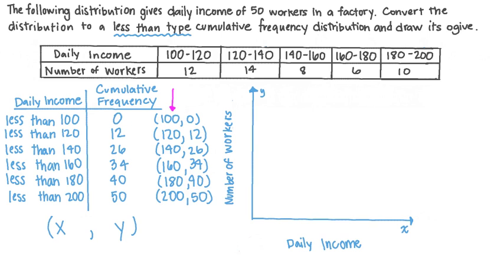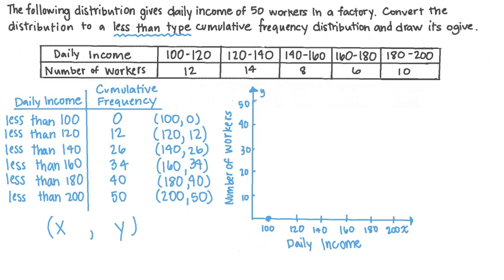The range of our x-axis, the range of daily income, is from 100 to 200. If we start the x-axis at 100, I'll maybe count by 20s. 120, 140, 160, 180, and 200. This lines up nicely with our income boundaries. For the y-axis, we start at 0 and work our way up to 50. And we'll label the graph as such: 10, 20, 30, 40, 50.